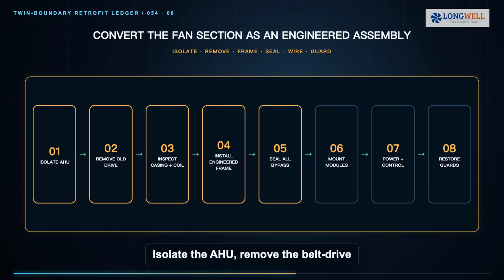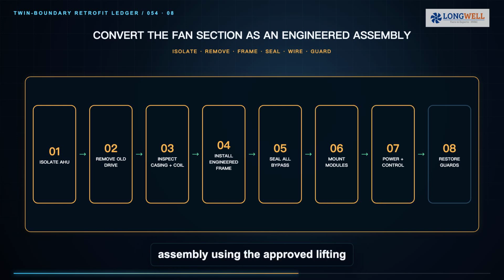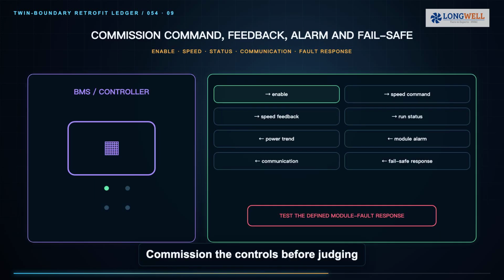Plan the conversion sequence around downtime and risk. Isolate the AHU, remove the belt drive assembly using the approved lifting and energy control procedure, inspect the casing and coil, install the engineered frame, close every bypass opening, mount the fan modules, route protected power and control wiring, restore guards and verify clearances. Temporary structural members, sharp edges, and heavy rotating equipment require a site-specific method statement and qualified personnel.